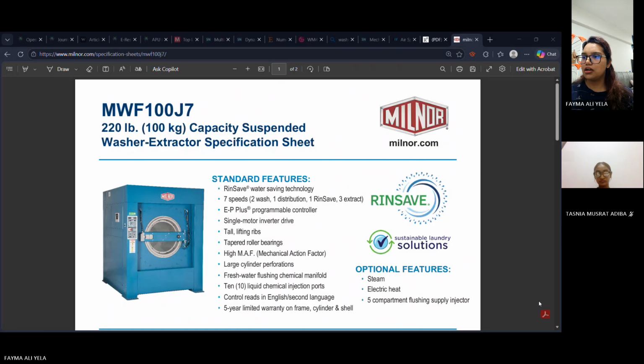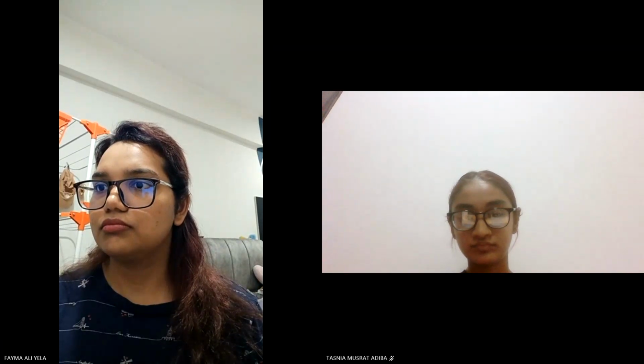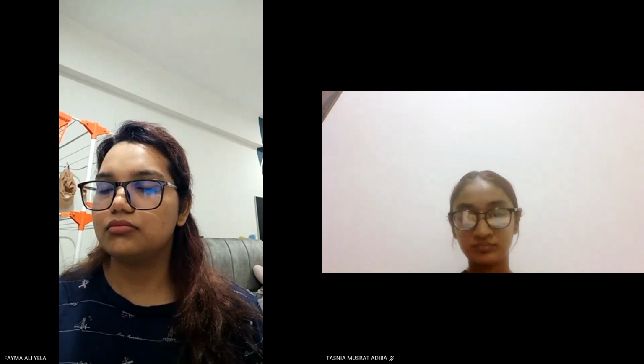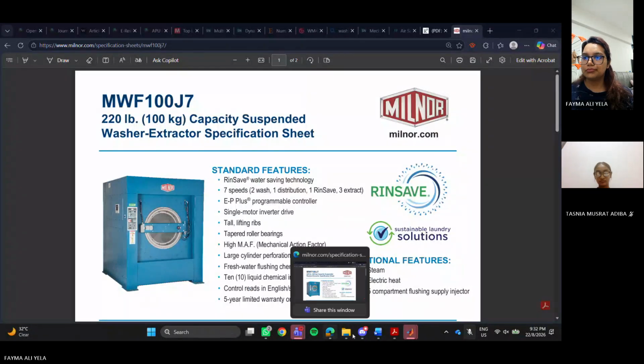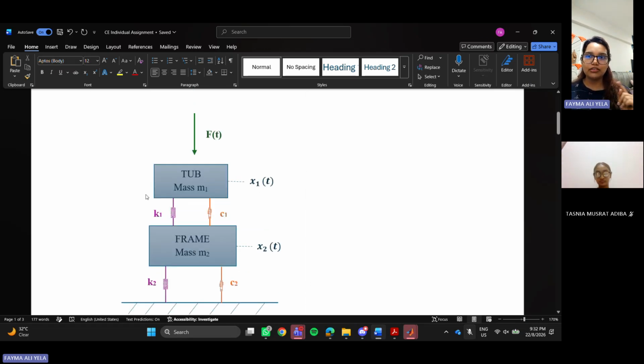From their diagrams, I made this free body diagram where we are considering two masses. One is the tub mass and one is the mass of the entire washing machine, or the frame or wall of the washing machine. The force is mainly operating on the tub, which is why this mass is our main primary concern here.